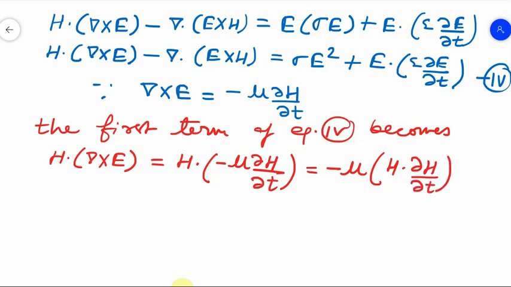Okay, so considering the following term, the remaining part of the derivation we will do in the next class.